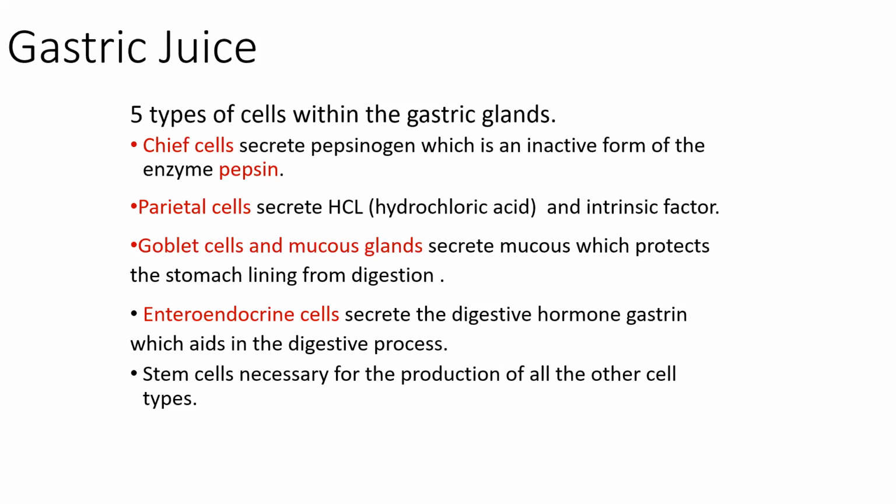Now, we also have what are called enteroendocrine cells that produce gastrin. Gastrin helps us in the whole process of digestion. Now, those are the 5 types of cells. And on top of all this, the 6th cell are the stem cells that make all the other 5.